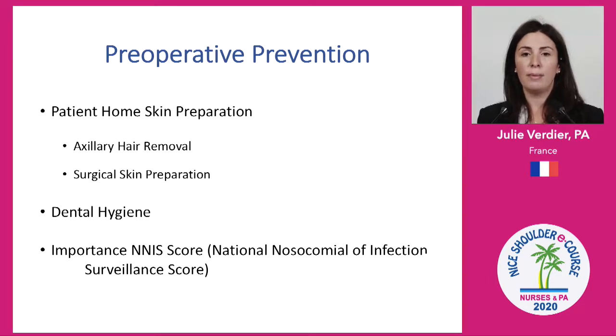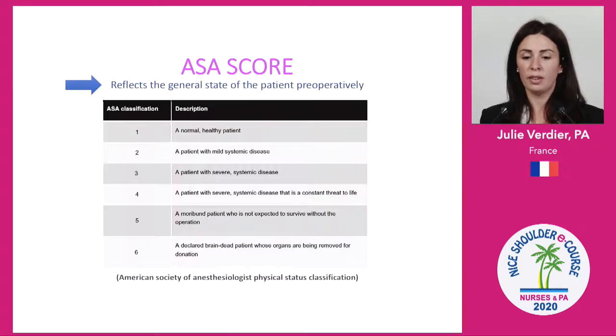Finally, there is an American program, the National Nosocomial Infection Surveillance Score, which is an estimation of patients' risk for surgical site infection. The results depend on 3 parameters: ASA score, Altemeyer score, and the time of surgery. The ASA score reflects the general state of the patient preoperatively, established by the American Society of Anesthesiologists. This classification ranges from a healthy patient to a moribund patient.